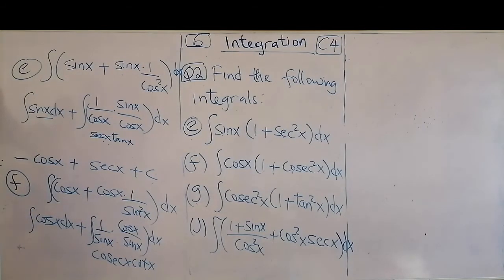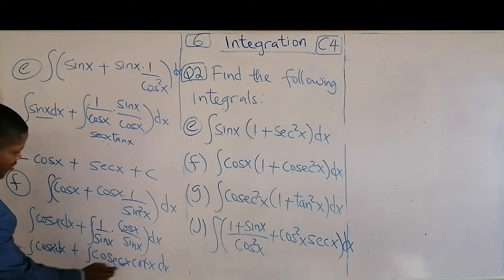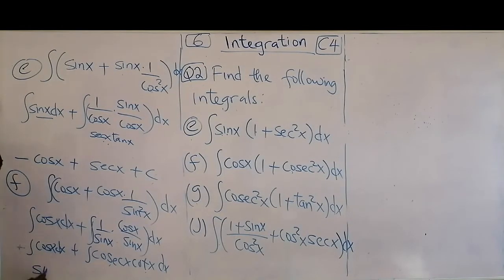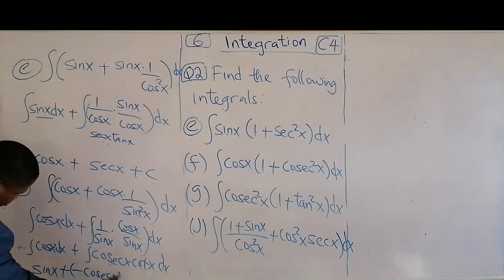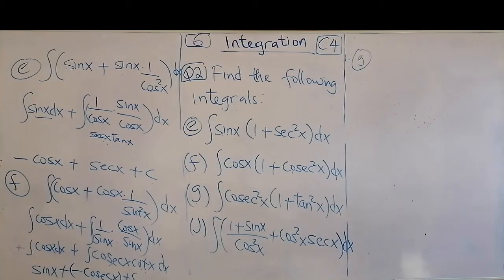Okay, that's that. So you now have integral of cos x dx plus integral of cosec x cot x dx. So on the final answer, this will be sine x plus integral of cosec x cot x, that's minus cosec x, plus c.